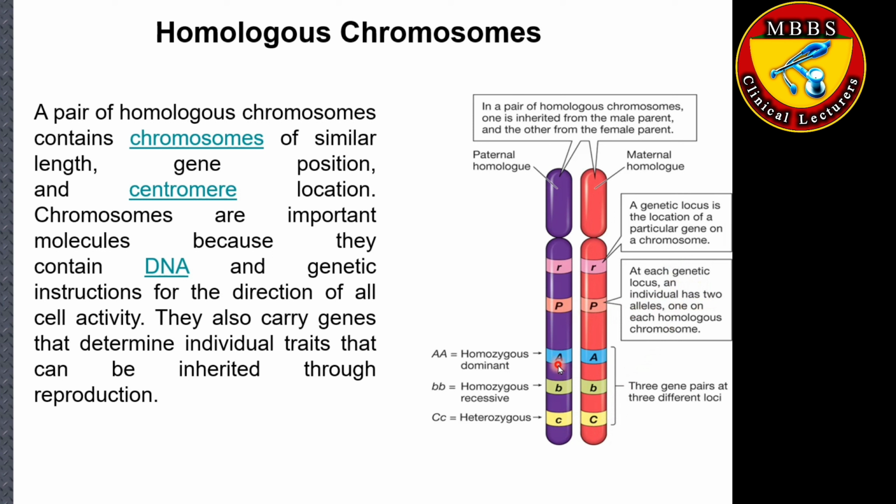Now here, to understand again what is homozygous and heterozygous. When both the alleles are the same, we call it homozygous. This is again the same, called homozygous. And when they are different, see, one allele capital and the small letter, this is heterozygous. I'll explain what dominant and recessive mean, but at this point, just understand what is homozygous and what is heterozygous. So these are the three gene pairs at three different loci.